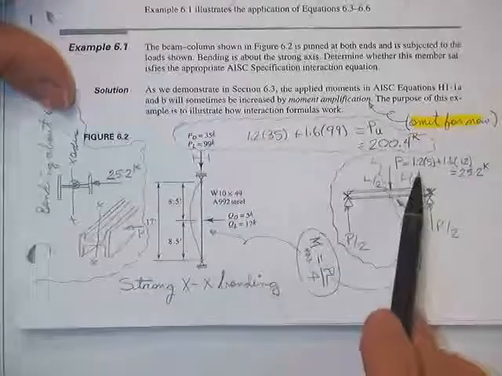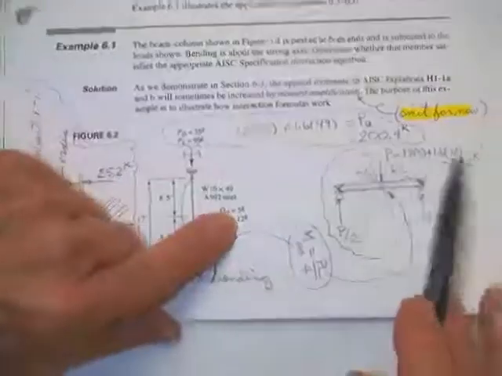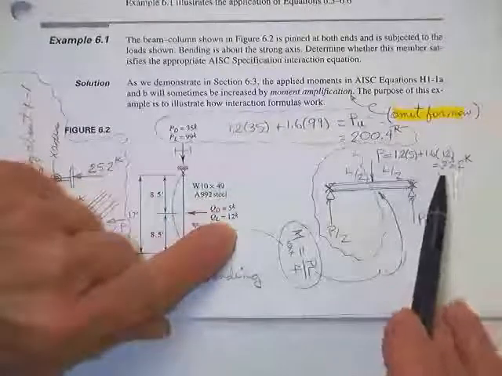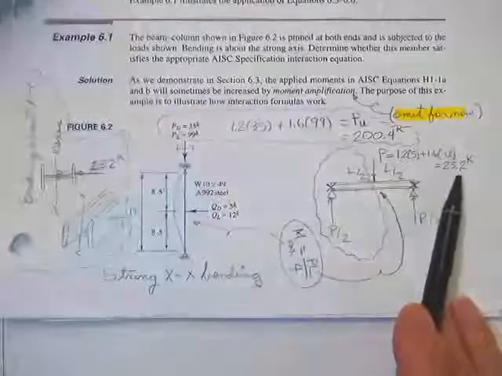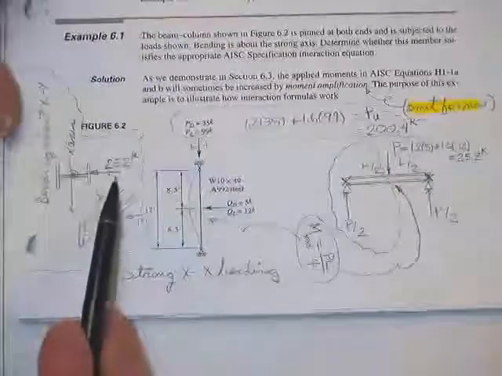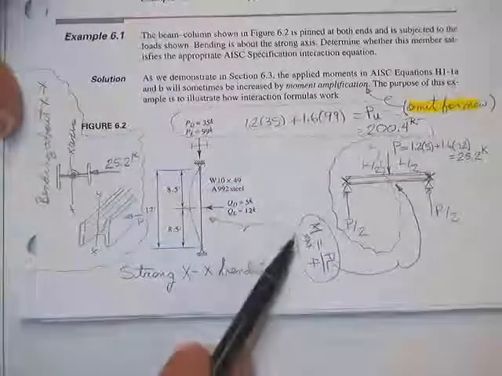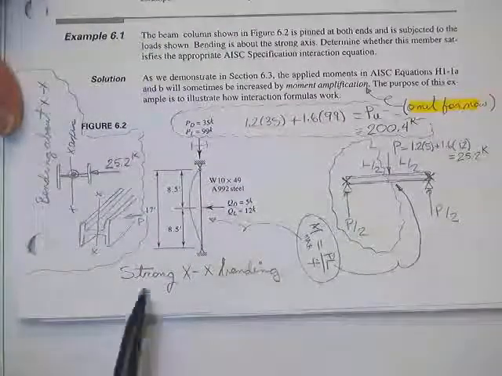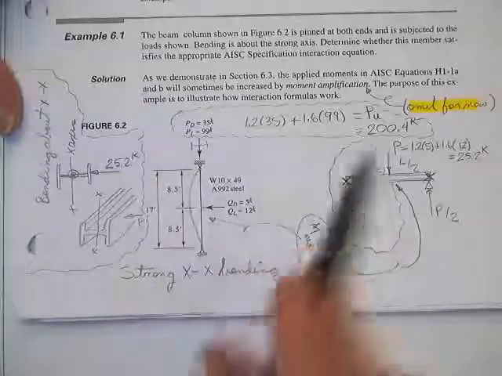Bending load, 1.2 times 5 plus 1.6 times 12. That's 25.2. That's where that 25.2 came from on these pictures. M max is PL over 4. In this case, P sub U is 200.